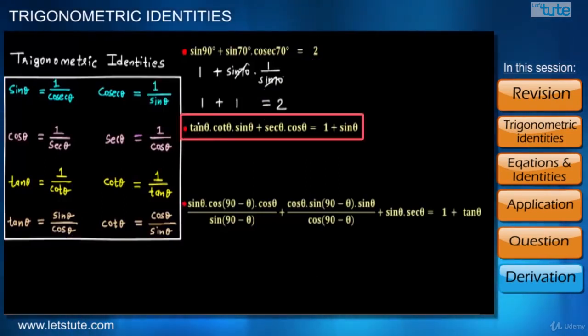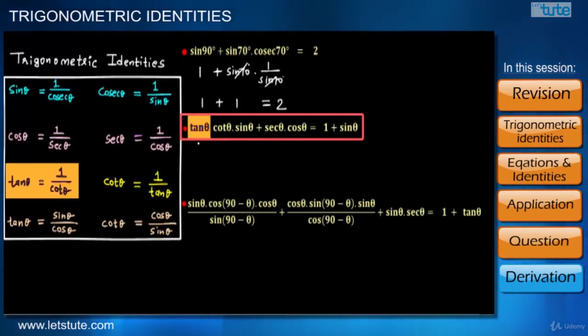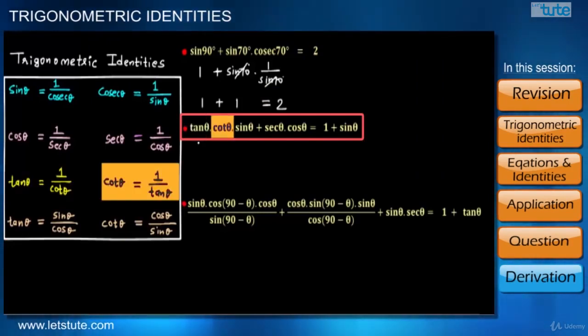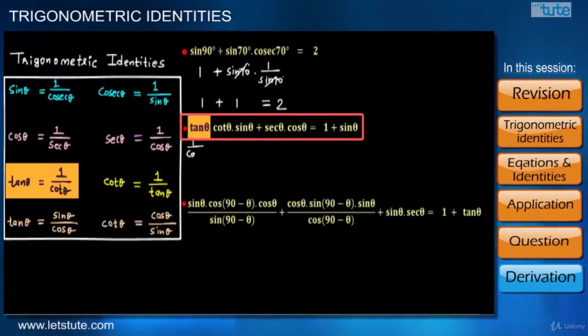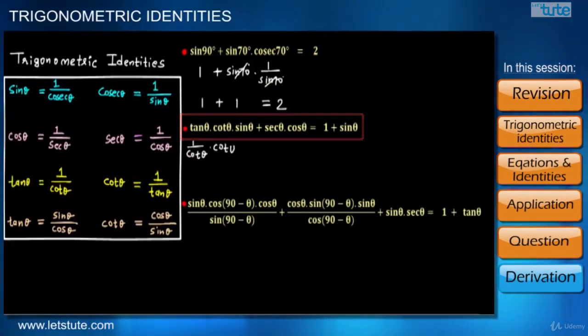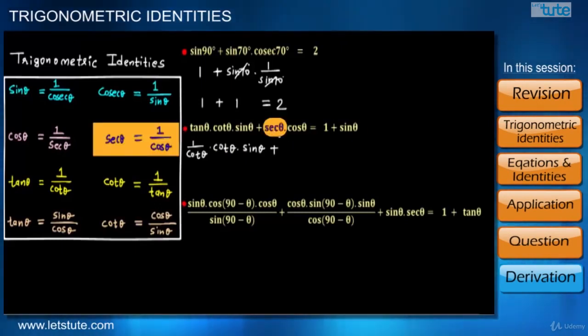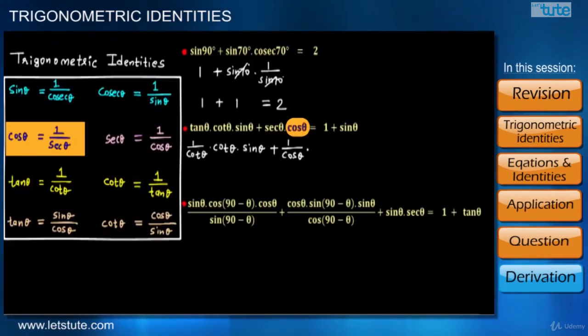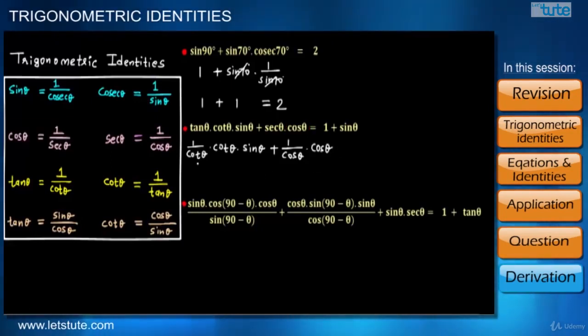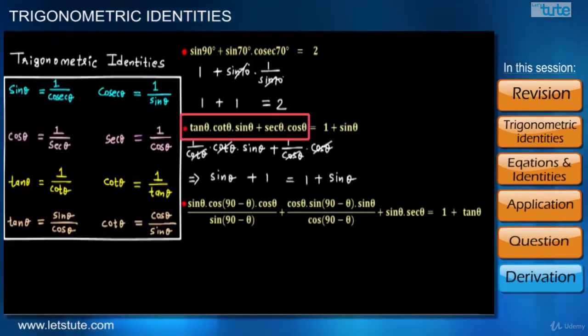Similarly, even in the next question, we can either write tan as 1 upon cot or cot as 1 upon tan. Let me write tan as 1 upon cot. We keep sin theta as it is because our final answer should look like expression in our right hand side, that is 1 plus sin theta. Again we can write sec in terms of cos or cos in terms of sec. So again we have got left hand side equal to the right hand side value.